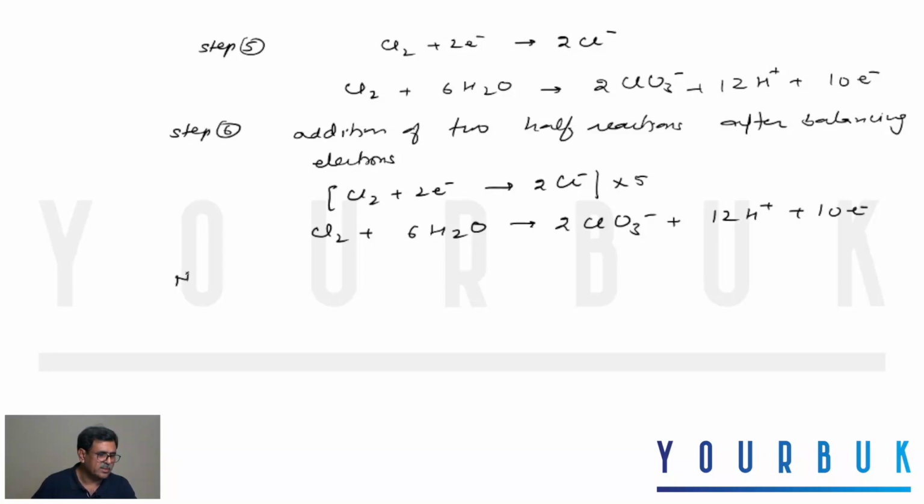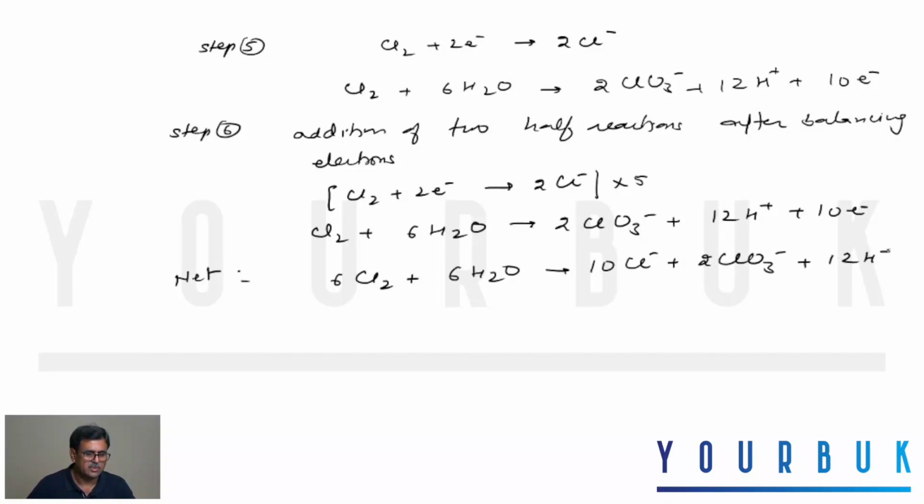So my net redox reaction is this. It gives you 6Cl2 plus 6H2O gives 10Cl negative plus 2ClO3 negative plus 12H positive. Now this equation is not in a simple whole number ratio. We convert this into a simple whole number ratio by dividing the whole equation by 2: 3Cl2 plus 3H2O gives 5Cl negative plus ClO3 negative plus 6H positive.